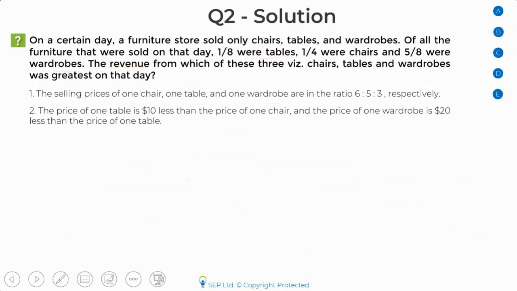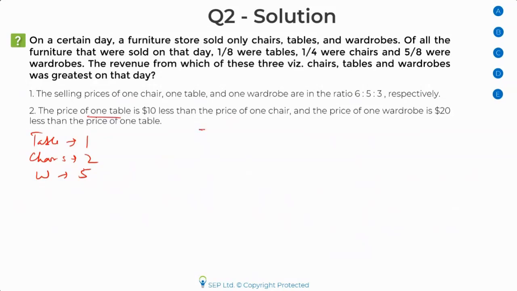Very quickly, I'll write down the number of tables so that I don't make a mistake. Tables, chairs, and wardrobes: 1, 2, 5. The second statement says that the price of one table, which I'll write as T, is $10 less than the price of one chair. So I'll write this as my first equation. And the price of one wardrobe is $20 less than the price of one table.